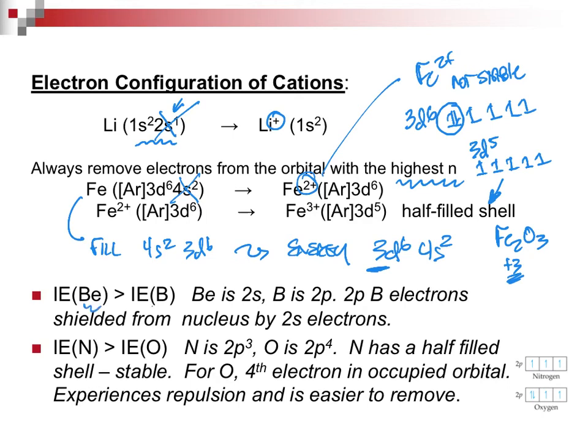One of them is beryllium versus boron. Beryllium has 2s electrons that are going to shield it, so it has a higher ionization energy. Boron has the 2p electron that'll be shielded. The other is nitrogen versus oxygen. Nitrogen is a half-filled shell. Oxygen has that 4th p electron where there is going to be some repulsion, and it is easier to remove.